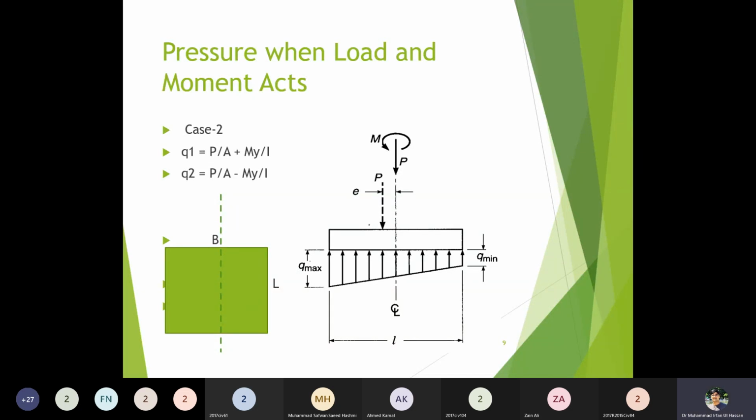In between the centroid and the extreme edge of the footing, the pressure will vary. You can just change the value of y. Y is b by 2 for the edge of the footing, but in the middle you can find it anywhere in the footing, just like how you compute flexural stresses. So flexural stresses depend upon the moment and the location of the extreme fibers where you are computing the pressure. You can put down the value of y at different locations.